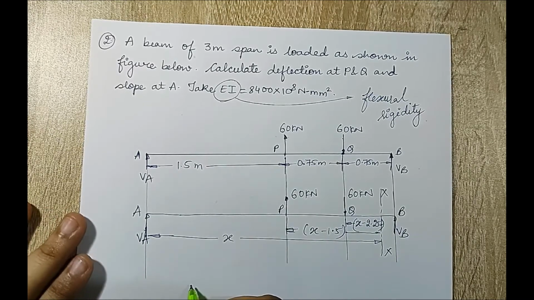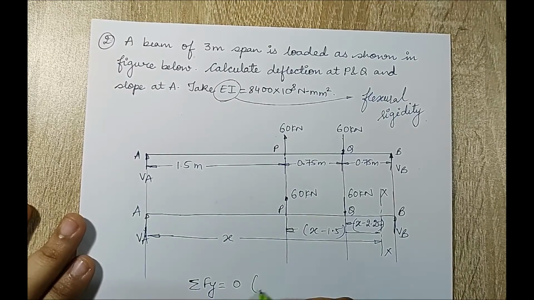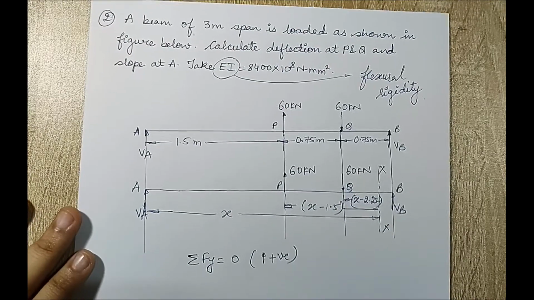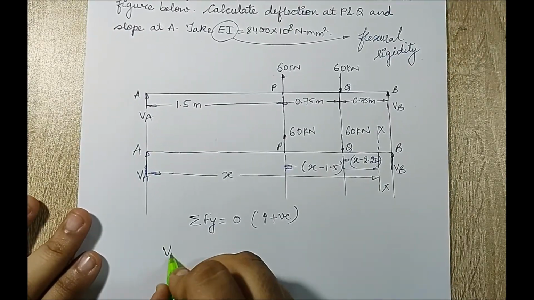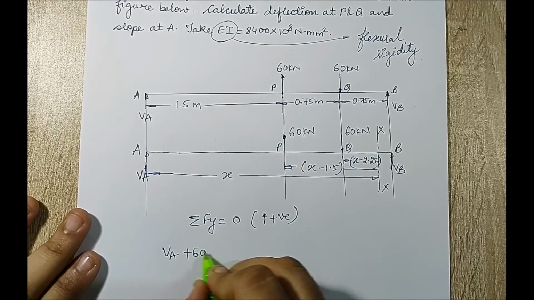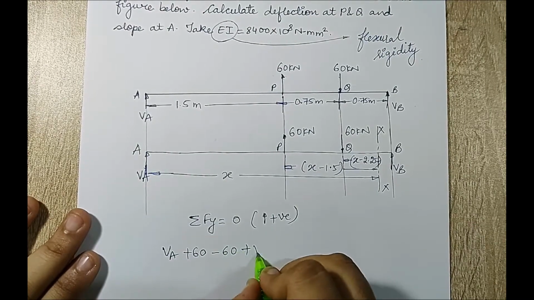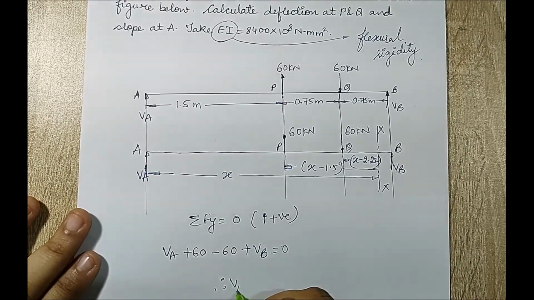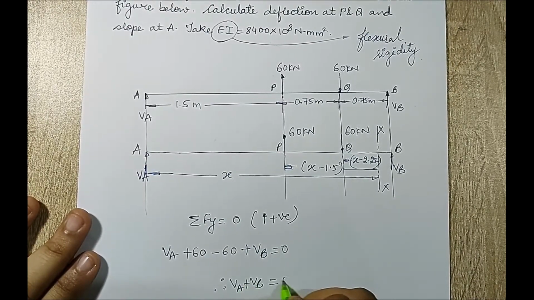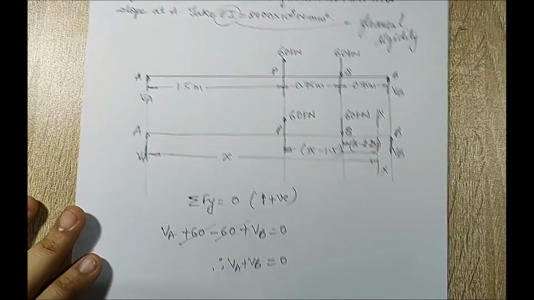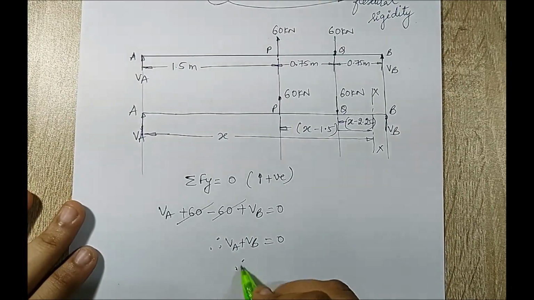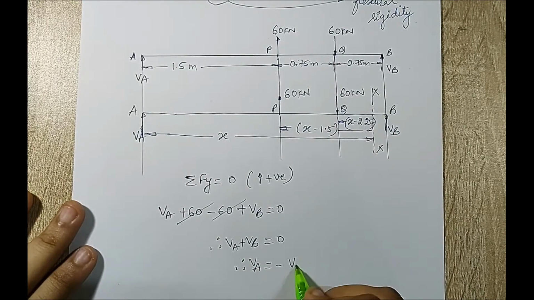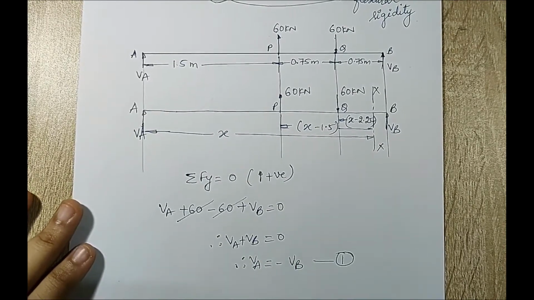So I'll first write down the condition of equilibrium. Summation of force in y direction is equal to 0. Any force going upward will be considered positive. I have VA going upward, I have 60 going upward, I have 60 going downward, and I have VB. So I have VA plus VB is equal to 0, because this plus 60 and minus 60 get cancelled. So I can also say that VA will be minus VB. This is my first equation.